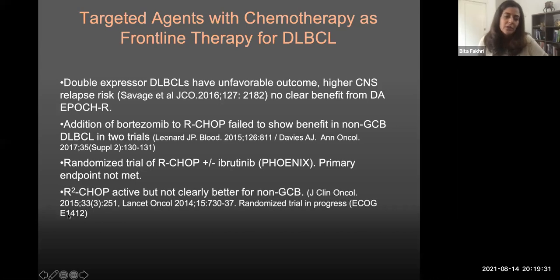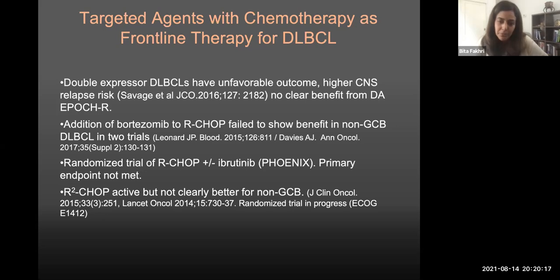And the other one was R-squared CHOP, which was rituximab, Revlimid, CHOP, again, did not meet its primary endpoint. I didn't put it here, but last week there was a press release with R-CHP, no vincristine, and the vincristine was replaced with polatuzumab vedotin, which is a CD79 antibody drug conjugate. So an antibody drug conjugate is an antibody toward a specific marker on the surface of the B cells, in this case, CD79, conjugated with a chemo agent. So it takes the chemotherapy agent directly to the target cell, which is the CD79 cancer cell, the lymphoma cell.